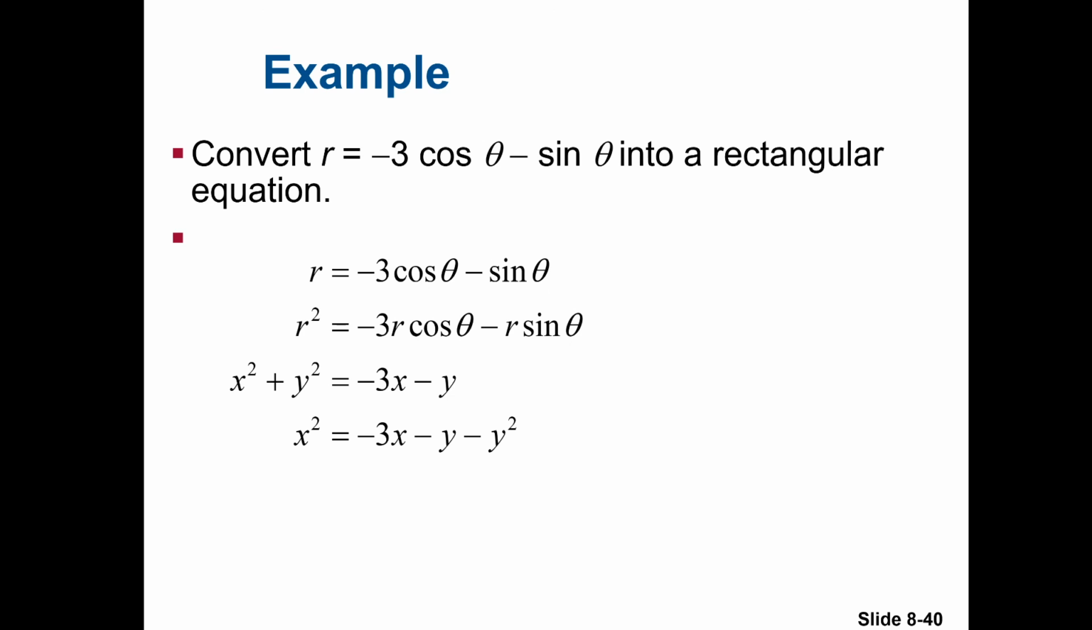Converting r equals negative 3 cosine theta minus sine theta into the rectangular equation. Again, what we can do is multiply by r on both sides. Once you multiply r on both sides, we can use the Pythagorean identity: r squared equals x squared plus y squared. Then r cosine theta can be replaced by x, and r sine theta can be replaced by y. So this one turns out to be x squared plus y squared equals negative 3x minus y.